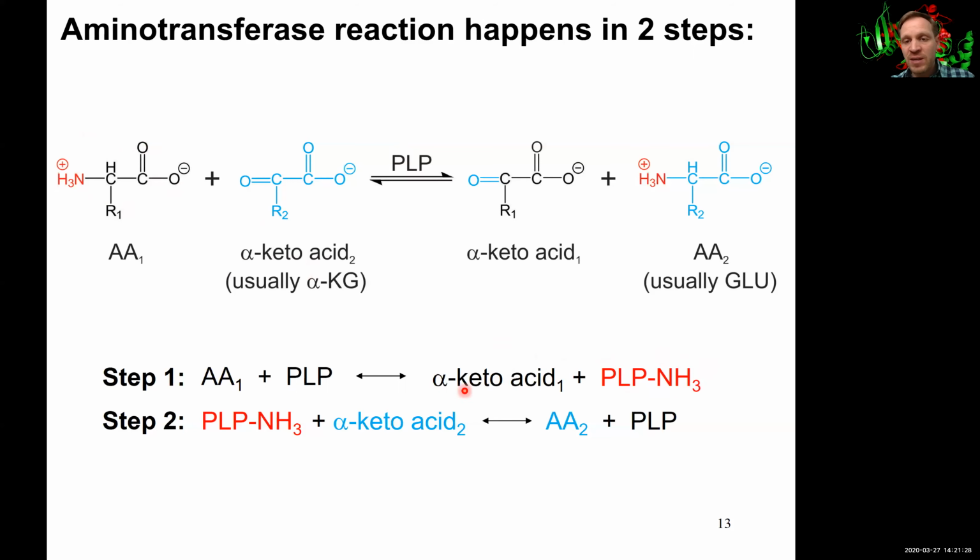After the keto acid, as one of the products, has left the active site, the second step can start, right? You still have PLP with the amino group bound. You're bringing in the second substrate of this reaction. Now it's your alpha keto acid, your alpha Kg. PLP will hand over the amino group to the alpha keto acid. You're releasing a new amino acid, and PLP is ready again for a new reaction. So it's a two-step reaction with two substrates.